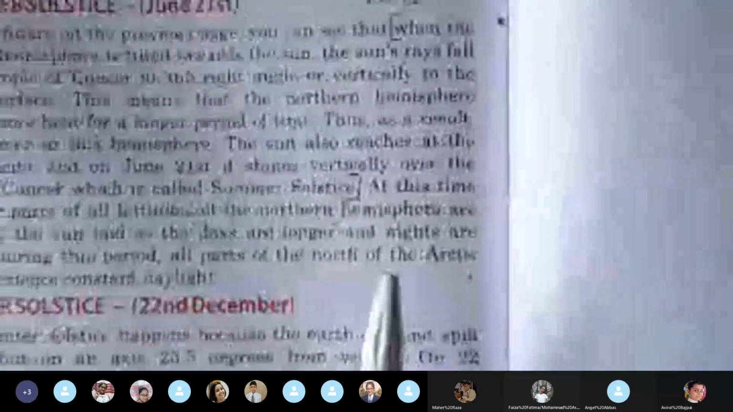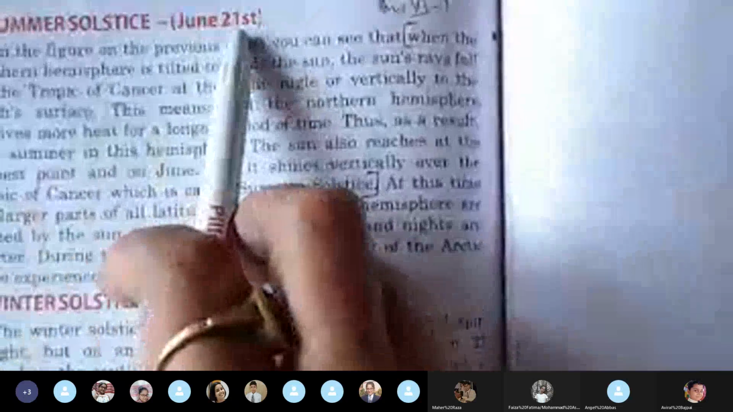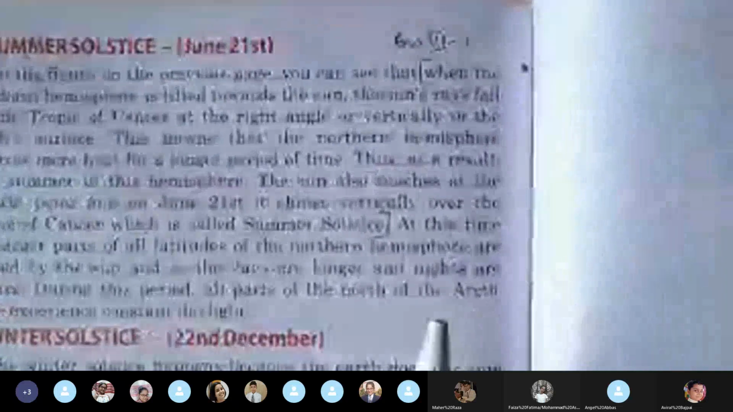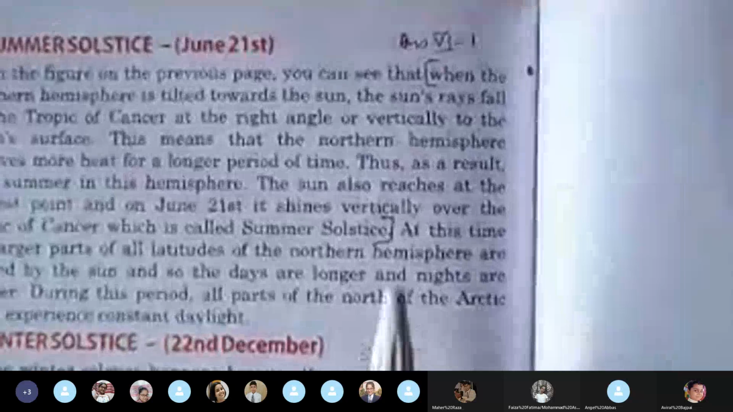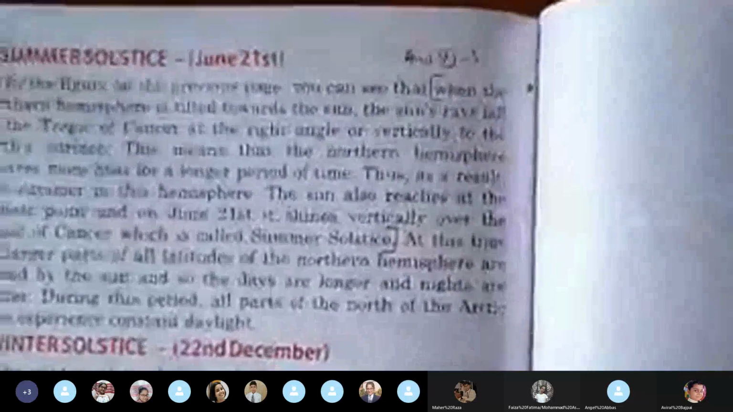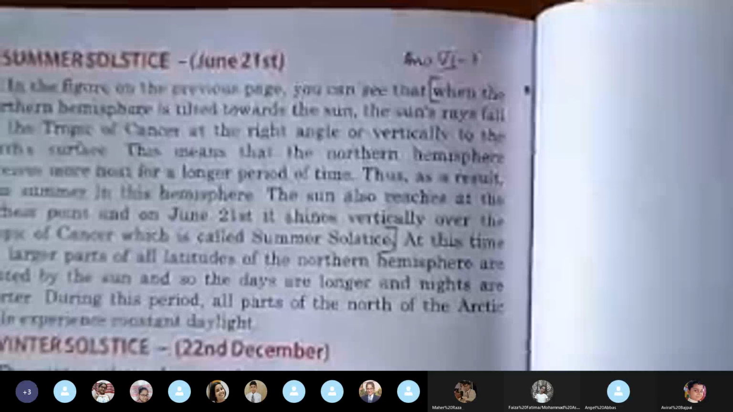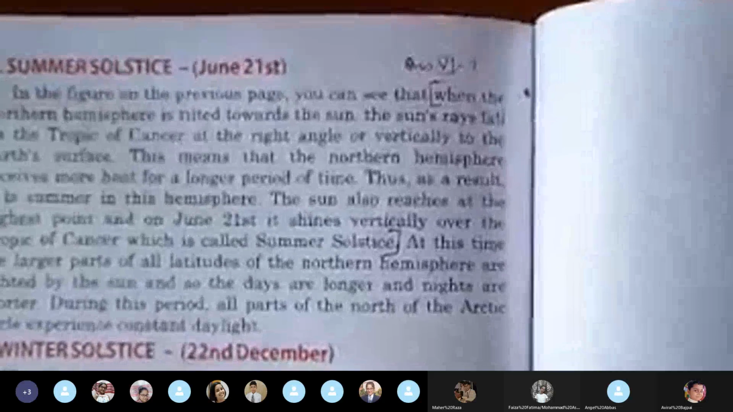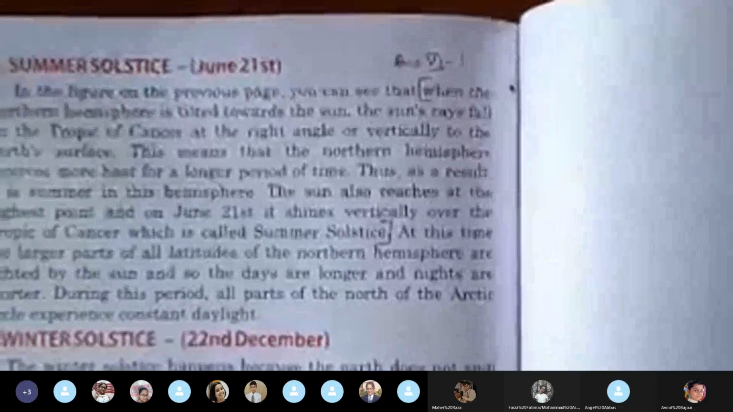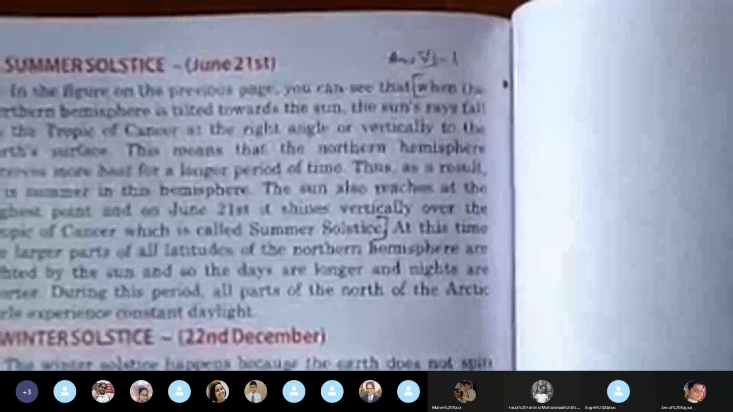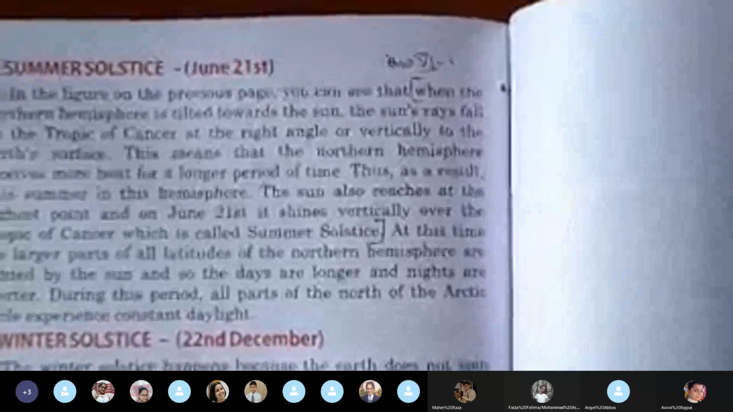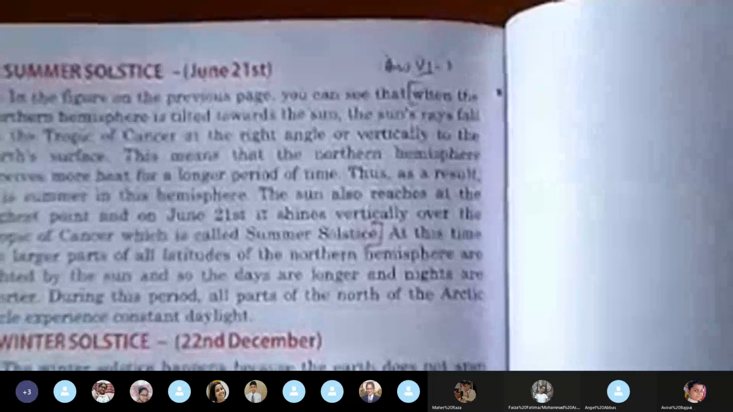Coming on to 6.1. Give a description of summer solstice. Page 134. Answer: you will write summer solstice, you'll write June 21st, then you'll write when the northern hemisphere is tilted towards the sun. From here, the sun rays fall on the Tropic of Cancer at the right angle or vertically to the Earth's surface. This means that the northern hemisphere receives more heat for a longer period of time. Thus, as a result, it is summer in this hemisphere.